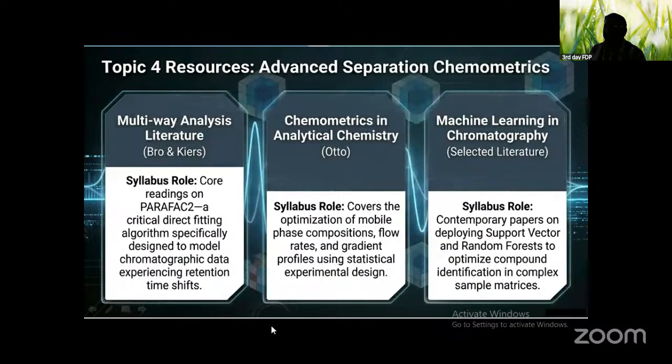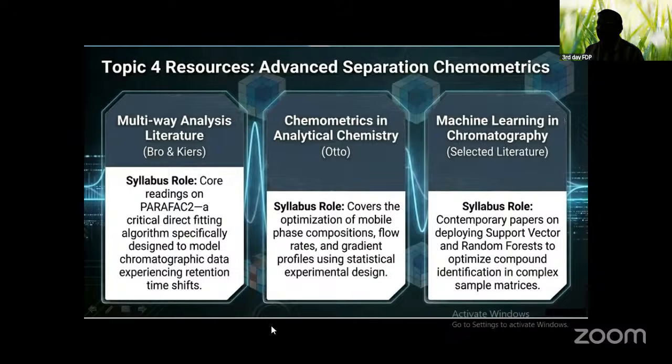Then where is that material available? The material is available in the described 3 textbooks, 2 textbooks, and some of the material we want to gain from the literature source. The first one is the multi-way analysis literature, Bro and Kiers. The syllabus role is core reading on PARAFAC2, a critical direct fitting algorithm specifically designed to model chromatographic data experiencing retention time shifts. Then the second book is proposed by Professor Vatkosar, Chemometrics in Analytical Chemistry.